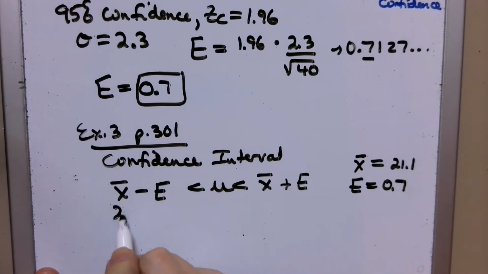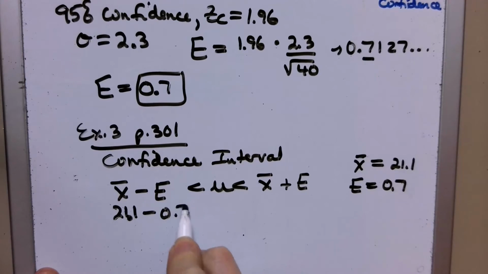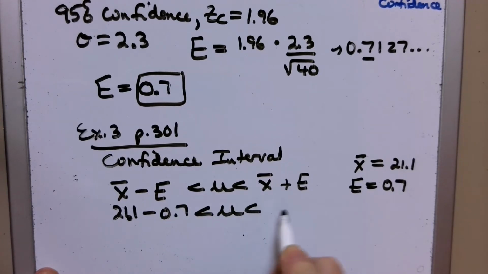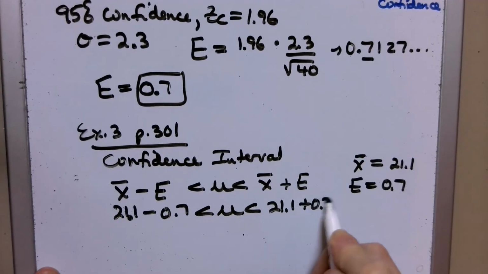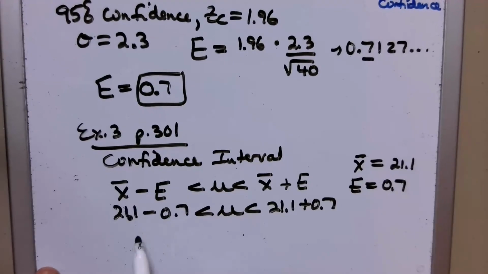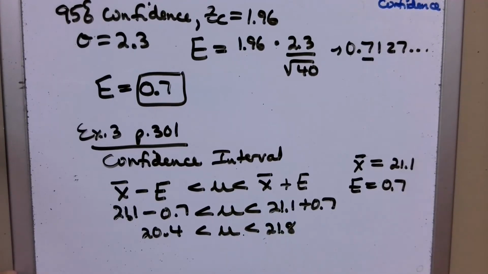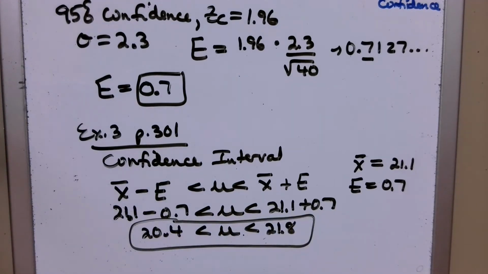So putting that information in, we have 21.1 minus 0.7 less than mu less than 21.1, x bar, sample mean, plus e, the margin of error, 0.7. So we're going to subtract on this end, and we're going to get 20.4 is less than mu is less than, when we add here, 21.8. So what we're saying is with a 95% confidence level, and we have a 5% chance of being wrong here, we think that the true mean number of hours spent by student athletes per week on required athletic activities falls between 20.4 and 21.8 hours.